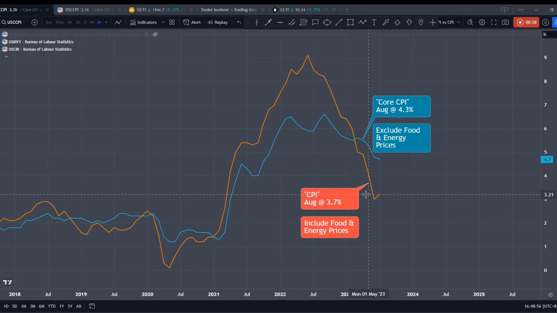And why do most investors prefer to eyeball core CPI versus CPI? Because it excludes food and energy prices, which they consider volatile in nature. And for CPI, which includes food and energy prices, represented in orange, we can see that compared to the blue, it is much more volatile.